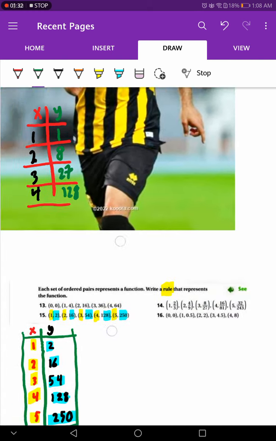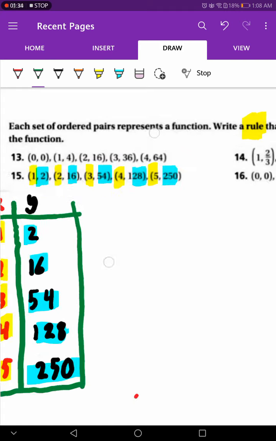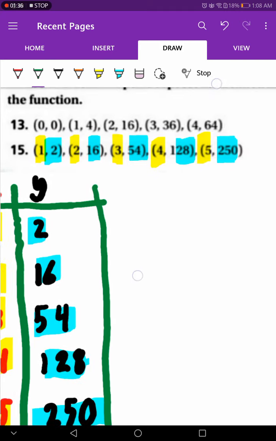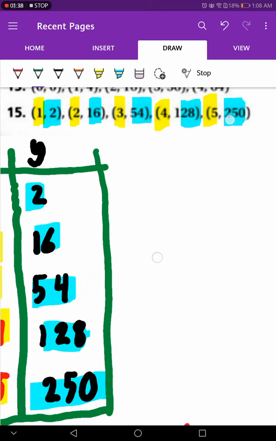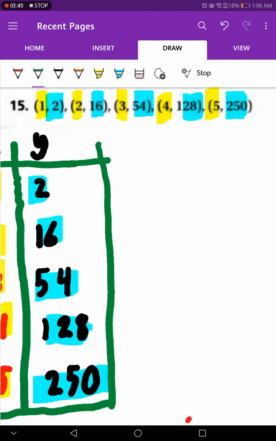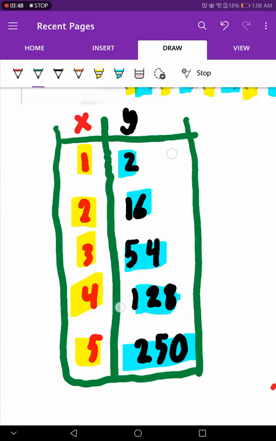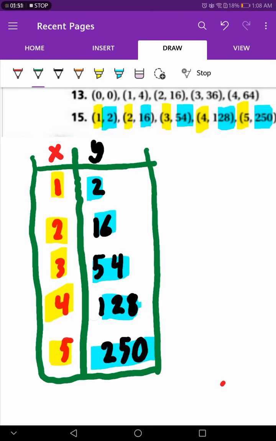Okay, but here, if you read the ordered pairs in number 15, 1 and 2, 2 and 16, 3 and 54, 4 and 128, 5 and 250, and create the table, the yellow one is the x values, and the blue one is the y values.